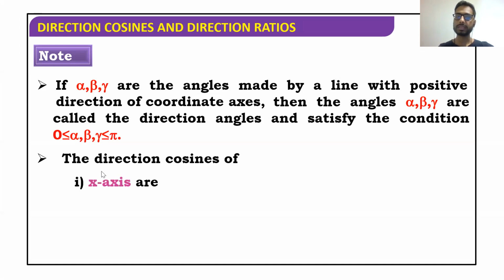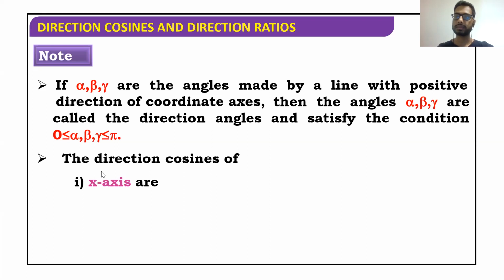If alpha, beta, gamma are the directions of a line, these values are going to be between 0 and 180. And the direction cosine with x-axis. So I'm going to consider only the x-axis over here. So L would be 1. M and N, as it is the x-axis, the x-axis is perpendicular to the y and z-axis. Therefore, M would be cos of beta, so cos of 90, as it is perpendicular. So that would be 0.